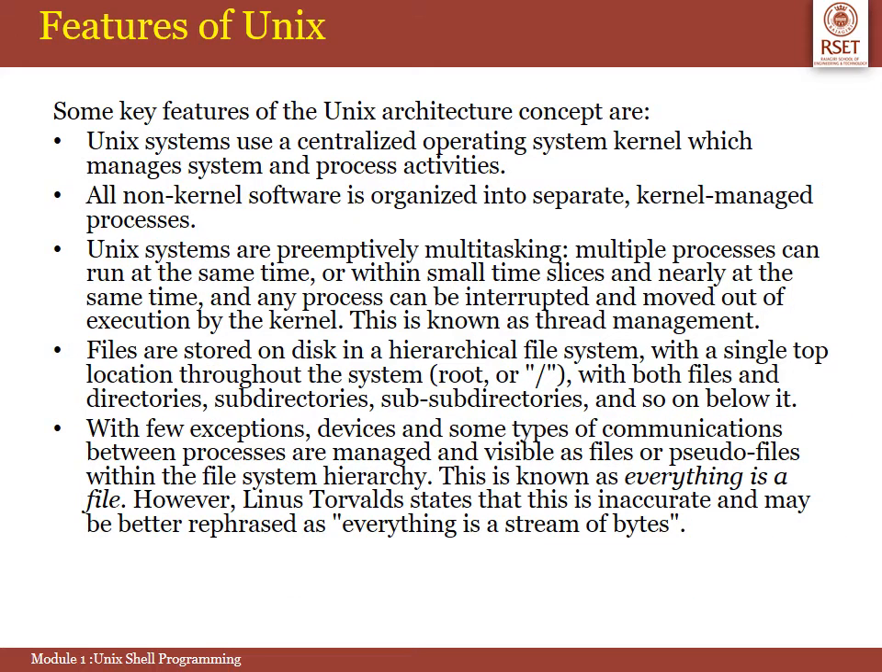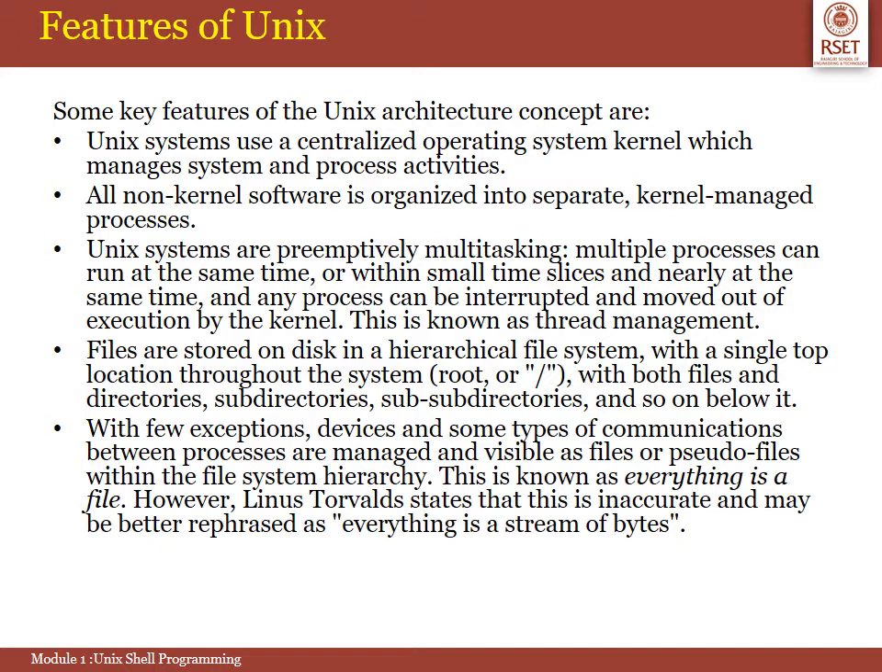These are some of the key features of Unix architecture. First, the Unix system uses a centralized operating system kernel which manages system and process activities. That is, a centralized processing system is used by Unix systems. The next is that all non-kernel software is organized into separate kernel-managed processes. Then Unix systems are preemptively multitasking. Preemptive means it can be interrupted or moved out of execution by the kernel. And multitasking means multiple processes can be run at the same time. So this is known as thread management.